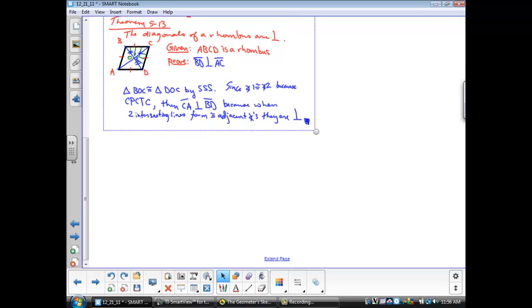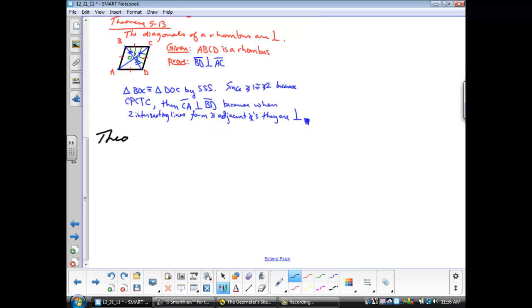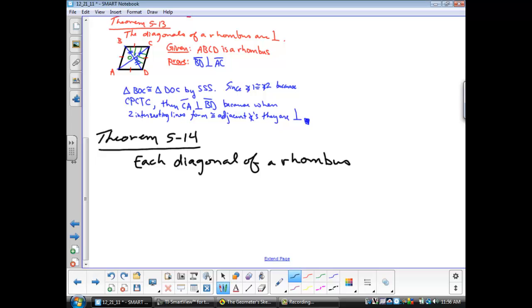All right, our next theorem, theorem 5.14. Each diagonal of a rhombus bisects two angles of the rhombus. Okay, please be taking notes right now rather than talking and then deciding to write. That way I don't have to pause and wait for you. Each diagonal of a rhombus bisects two angles of the rhombus.